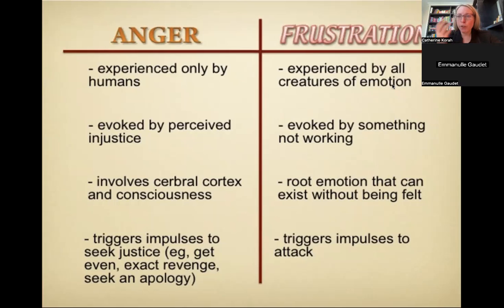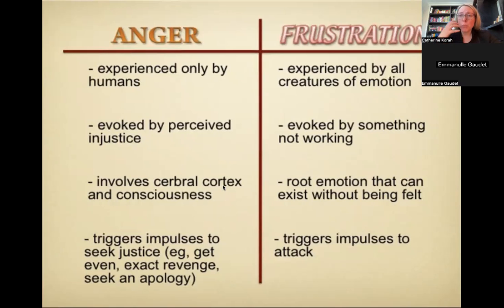For those who have pets at home, you can see it with your pet if they're trying to get a toy and can't access it, the frustration that they may have with that. So this is more of a universal emotion, a more primitive emotion as well. Anger is evoked by perceived injustice, whereas frustration is evoked by something that is not working for us.